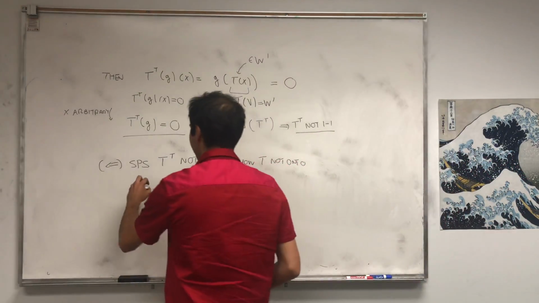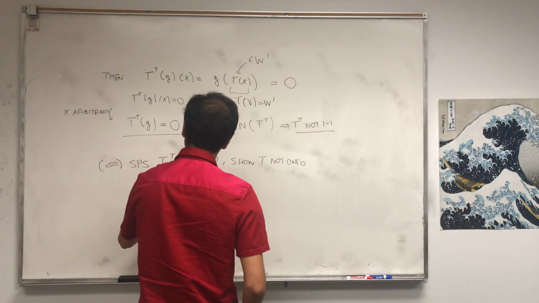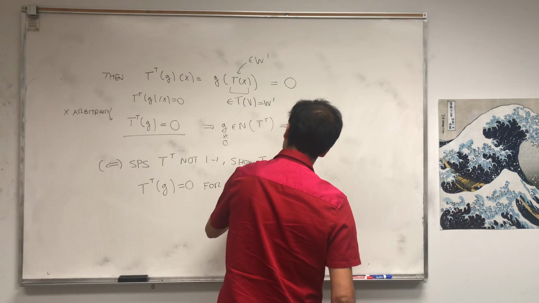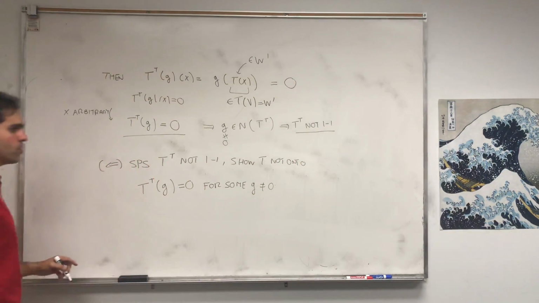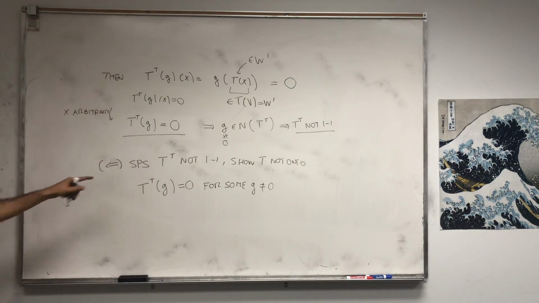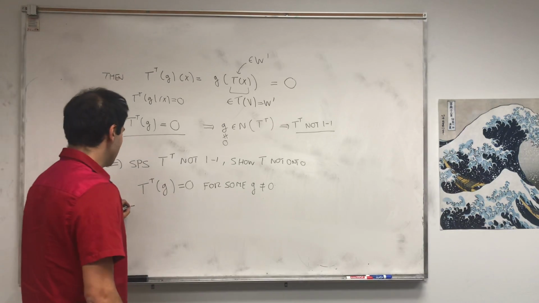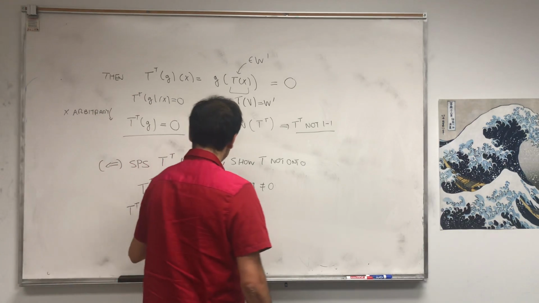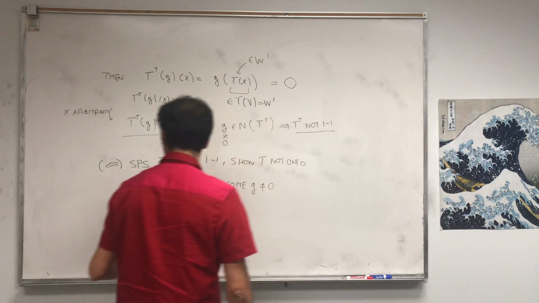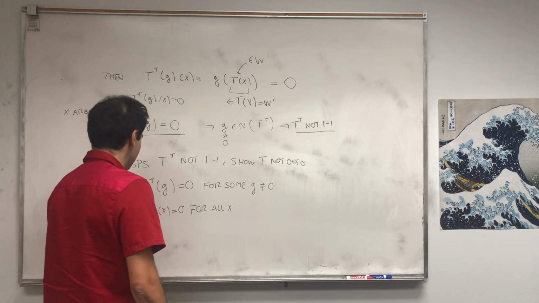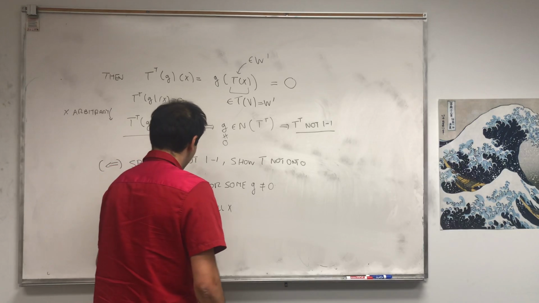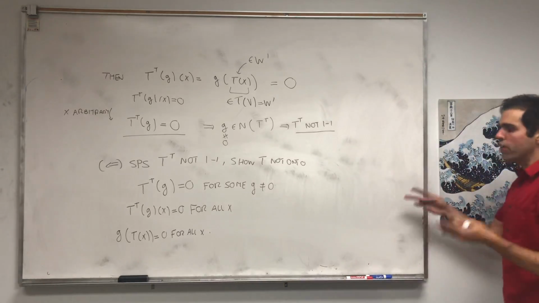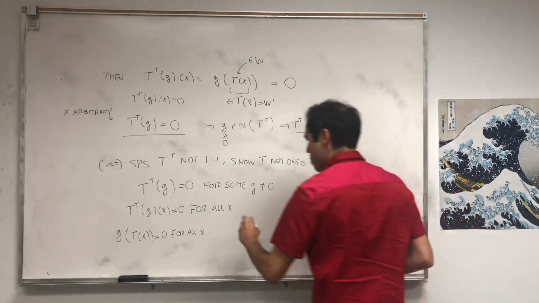It means we know that T transpose g is the 0 functional for some g non-zero. So some non-zero function in W, we know that T transpose of g is 0. So in particular, T transpose g of x equals 0 for all x. And by definition, this means g of T of x equals 0 for all x. But look, now suppose T is onto.